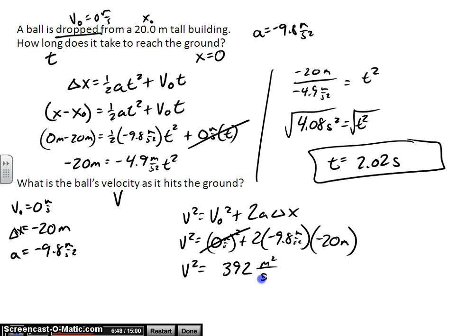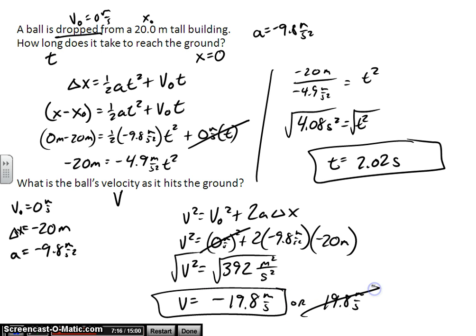Look at the units. Meters squared over seconds squared. Let's take a root. And I get v equals two answers. I get negative 19.8 meters per second or 19.8 meters per second, because every time you take a square root, you get a positive and a negative. You have to pick which one makes sense. The ball's coming down. That's my answer that makes sense. Technically, you did have a negative 2.02 seconds as an option on the first part of the problem, but we know we're not dealing with negative time.